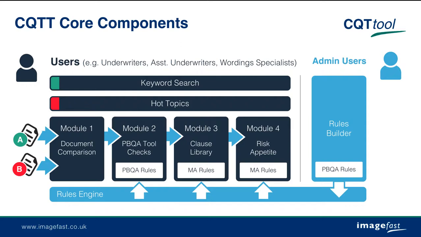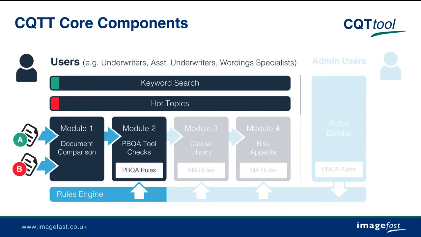Module 4 provides risk appetite checks based on rules which can be built and managed by an administrative user within your own managing agent. It's worth pointing out that this tutorial is intended for use for the first release of the CQTT, which includes modules 1 and 2. It also includes hot topics and keyword functionality, which we'll take a look at as well. We won't be covering any of the administrative features of the CQTT in this tutorial, as they are covered in a separate video.